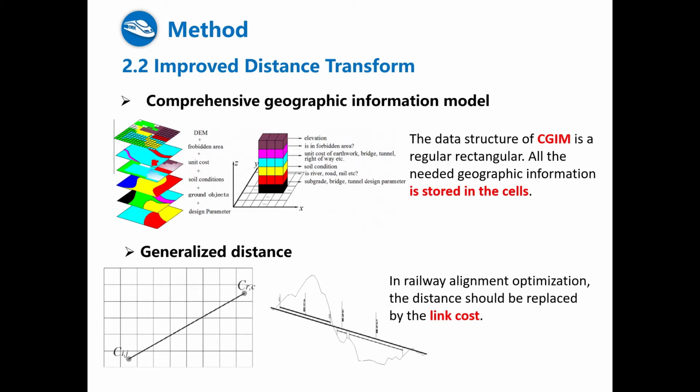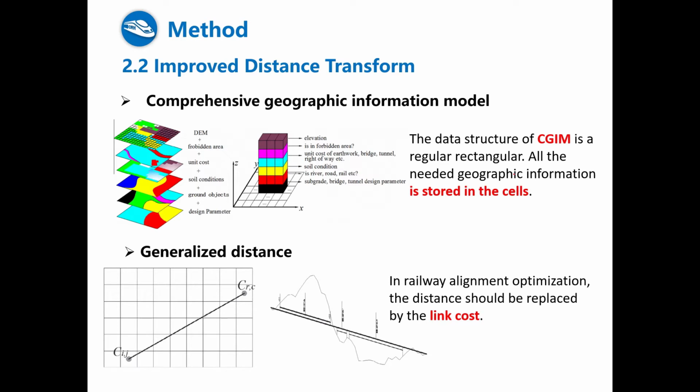Therefore, we proposed an improved distance transform. In this distance transform, a comprehensive geographic information model is built. All needed data for alignment design, including the digital elevation model, forbidden zones, the cost model, the unit cost model, and soil conditions, ground subjects such as the vegetation of the ground, and the railway design parameters are stored in this geographic information model.